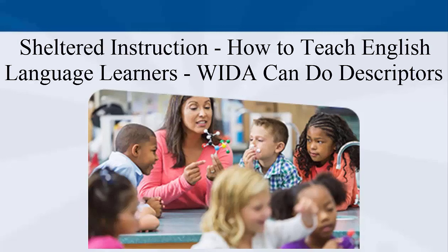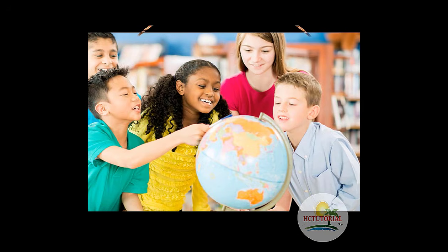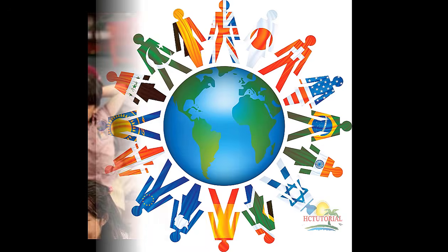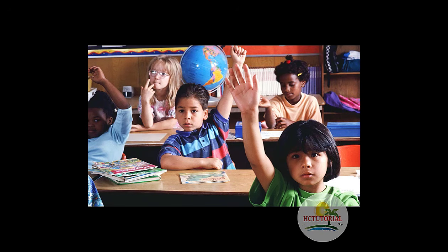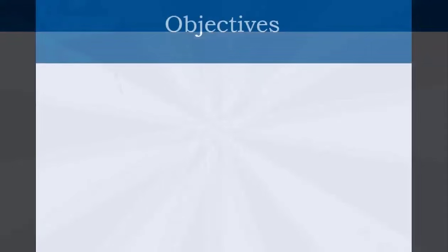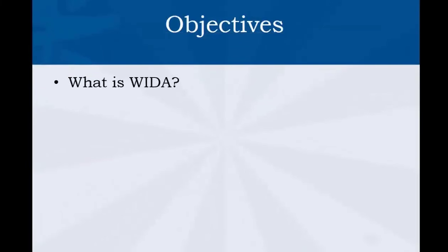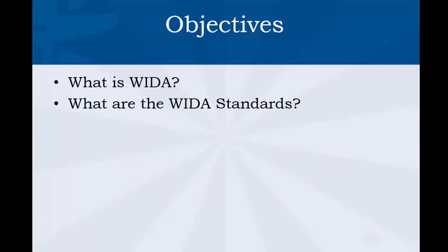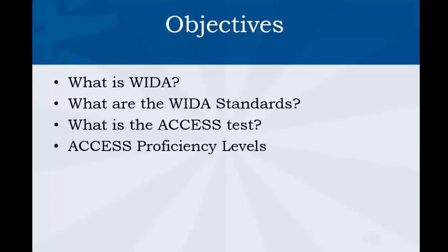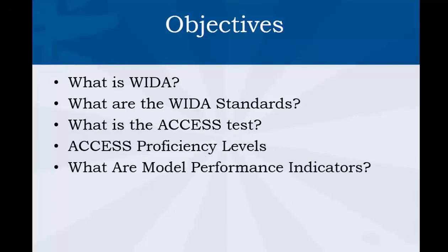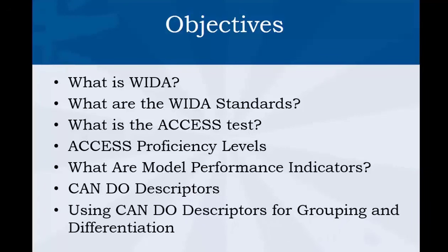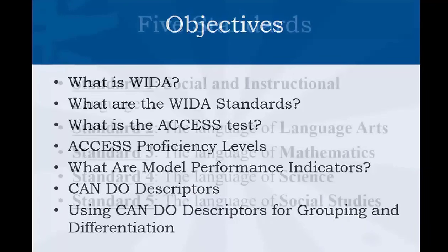In today's training, we're going to go over the WIDA standards and the Can Do descriptors. The objectives of this training are to talk about what is WIDA, what are the WIDA standards, what is the ACCESS test, what are the ACCESS proficiency levels, what are Model Performance Indicators or MPI, what are Can Do descriptors, and we'll briefly talk about using Can Do descriptors for grouping and differentiation.